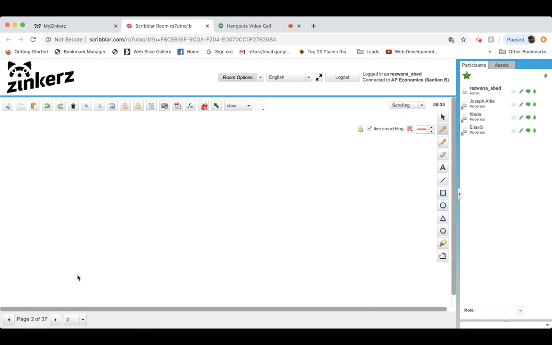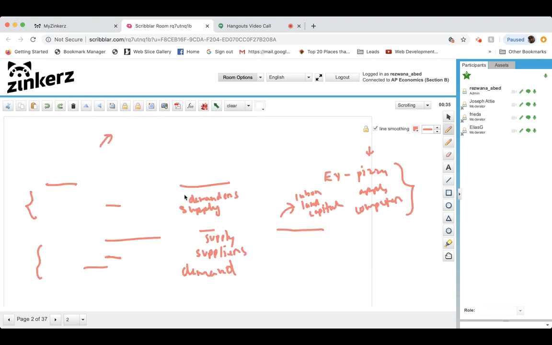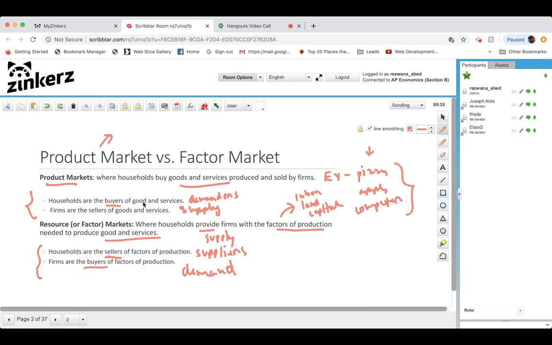The product market is when households buy goods and services that are produced and sold by firms. So in the product markets, households are on the demand side, buying goods and services, and firms are the sellers, selling goods and services. So they were on the supply side.